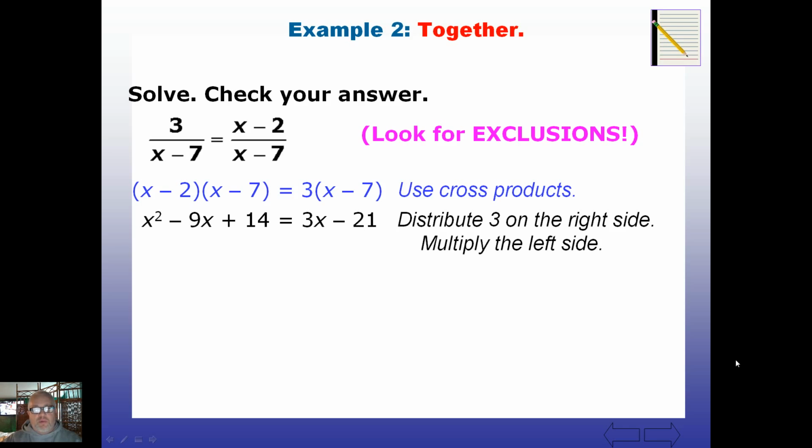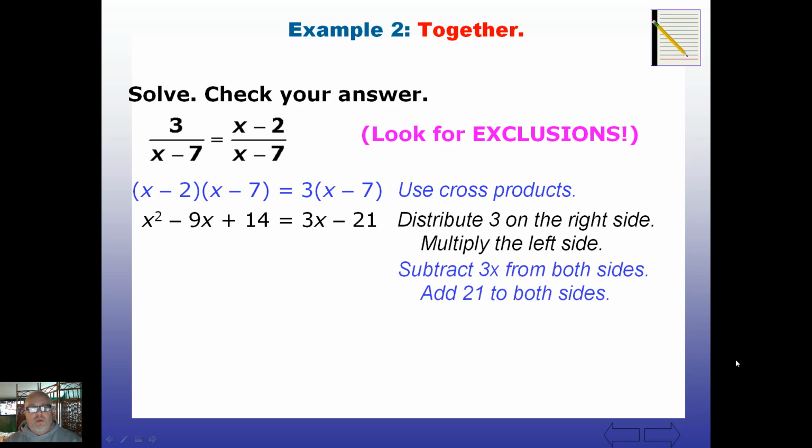So you've got variables on both sides here. x squared minus 9x plus 14 equals 3x plus 3x minus 21. Let's shove everything over to the left-hand side and set it equal to 0. So we're going to subtract 3x, but we're going to add 21. Remember, it's the inverse operations here. And we end up with x squared minus 12x plus 35 equals 0.